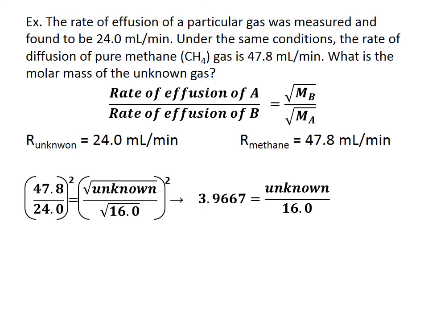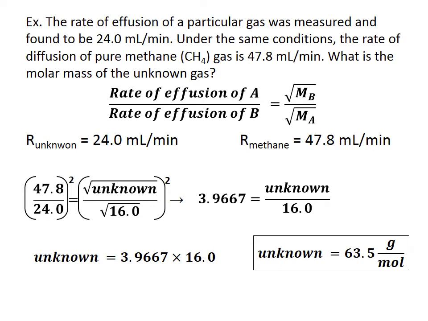Now to find the molecular mass of the unknown, we simply transpose to solve for the unknown, which is 3.9667 times 16.0. Now we simply multiply, and that gives us the unknown molecular mass of 63.5 grams per mole. So here we have used Graham's law of diffusion to solve for the unknown molecular mass of a compound.